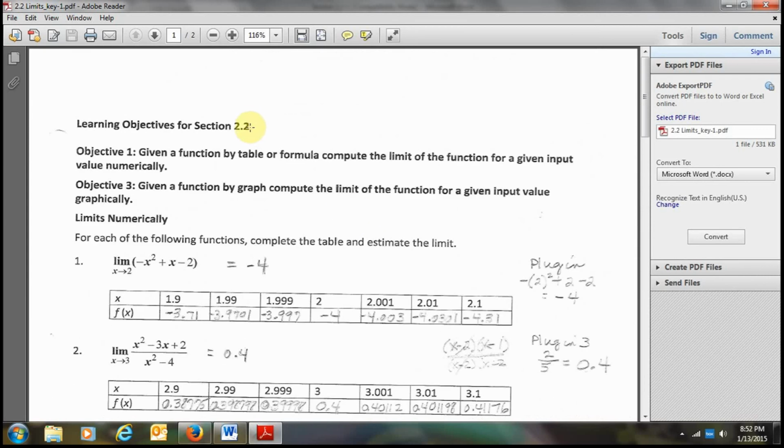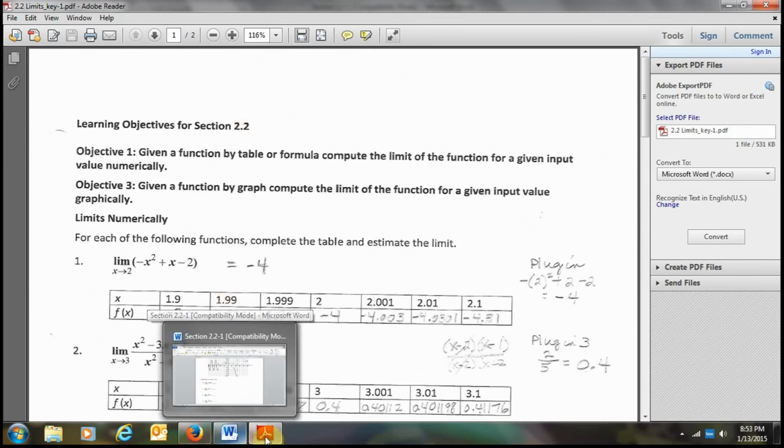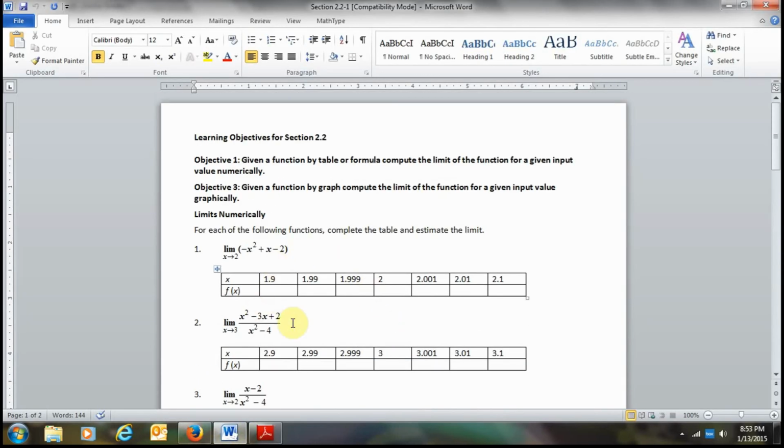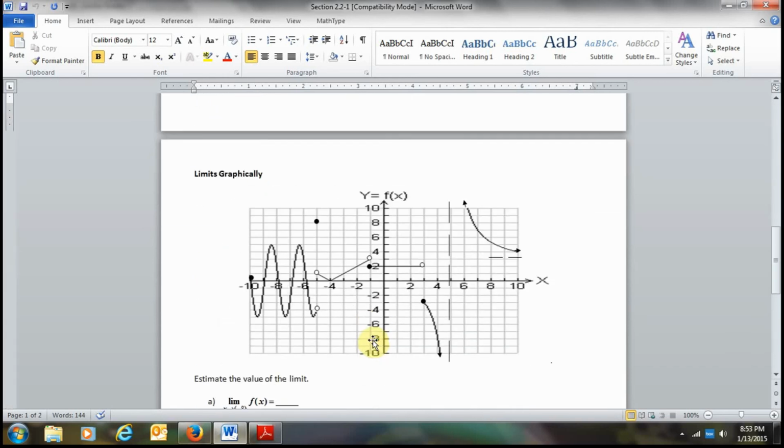So I need you to go through this document front and back, or page 1, page 2, so you can make sure you understand about the limits numerically from the table, and also practice like we did in class on the limits in the graph.